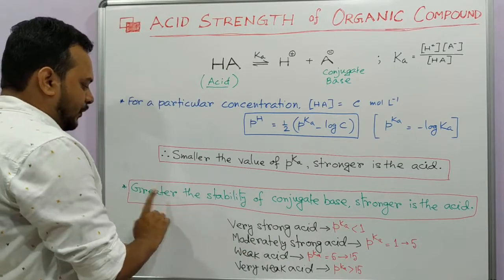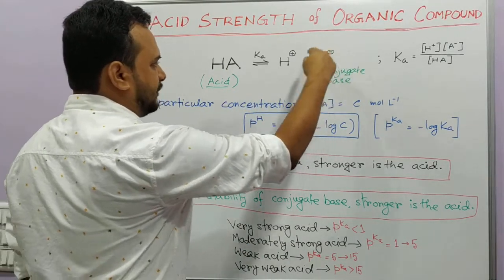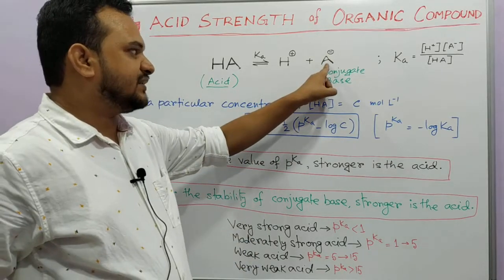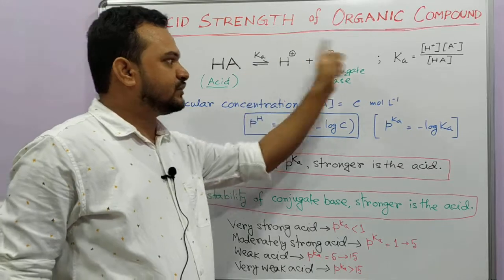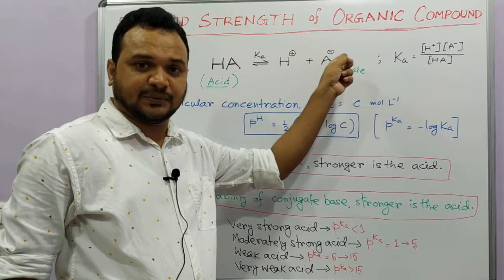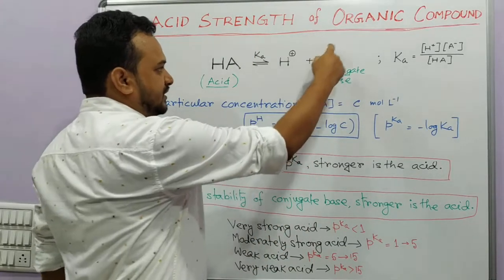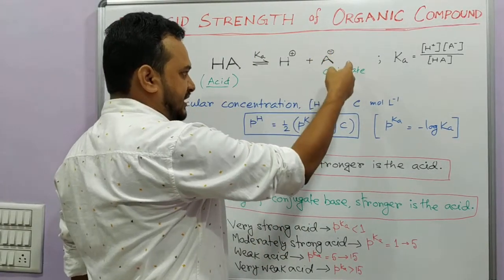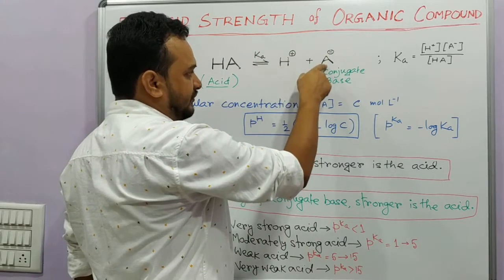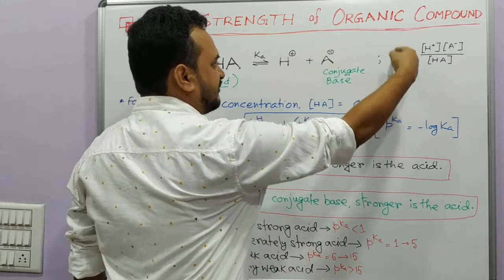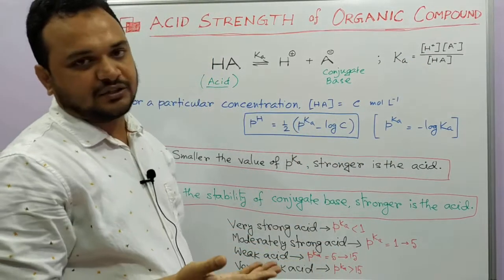Another important point we have to remember is the stability of this conjugate base. If this conjugate base is highly stable, then the equilibrium will try to shift to the right side according to Le Chatelier's principle, because the right side is the most stable form. So if this conjugate base is highly stable, the equilibrium shifts to the right side. As a result, you get high concentration of H plus and A minus. That means greater value of Ka, that means less value of pKa, and ultimately stronger acid.